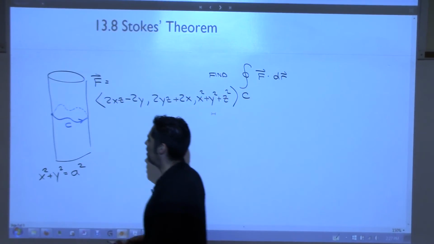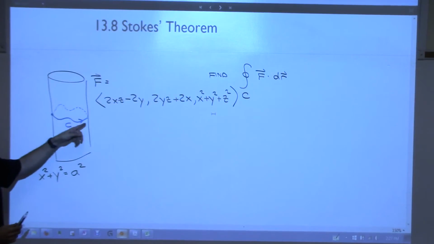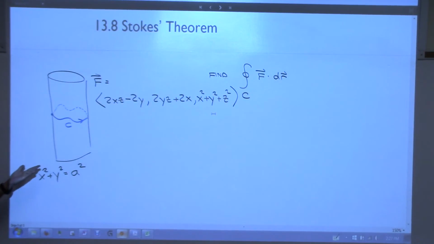If you don't know what C is, you can't find a parametrization for it, can you? If you don't know what it is? The best you can do is maybe use Stokes' theorem. But if you use Stokes' theorem, you need to be able to give me some way of figuring out what that surface is, right? So you can start working.